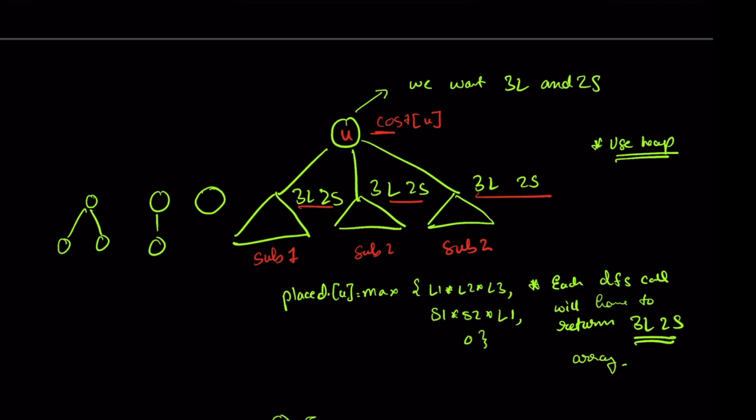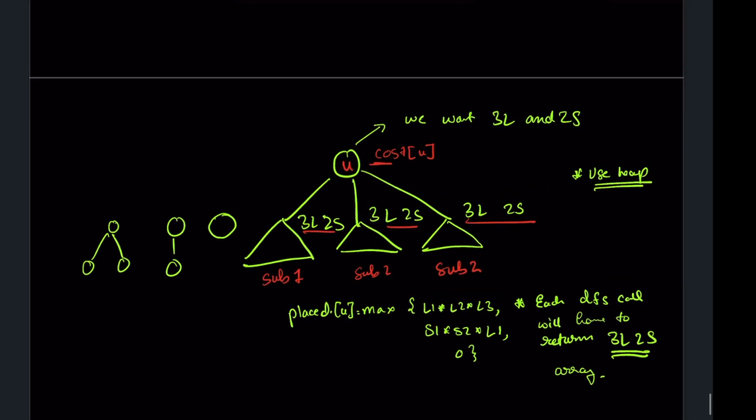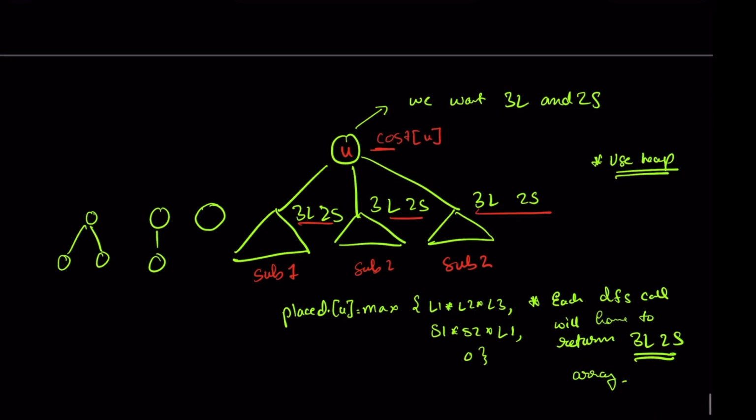So what we can do is a DFS traversal, and at each step we return from each subtree the three largest and two smallest values to the parent node, and in that parent node we can take all of the values, let's say, in a heap, and then we can find the three largest and two smallest for that particular node u. So take three largest and two smallest from each subtree, add them in a heap, so that you can find the three largest and two smallest for that current node.